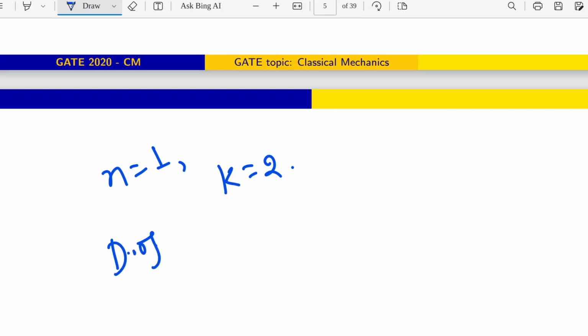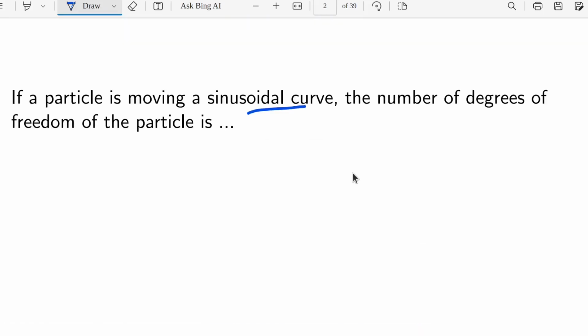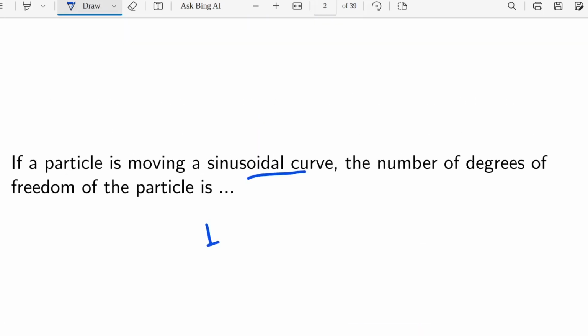Degrees of freedom, I told you, is 3n minus k. That means 3 into 1 minus 2. So it is nothing but 1. So the answer to that question will be 1. If a particle is moving in a sinusoidal curve, the number of degrees of freedom of the particle will be 1.